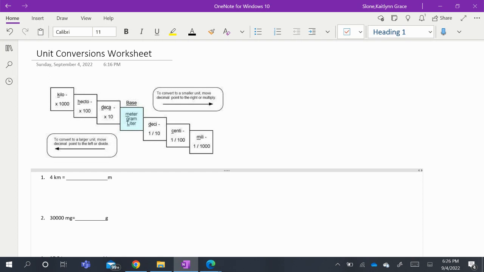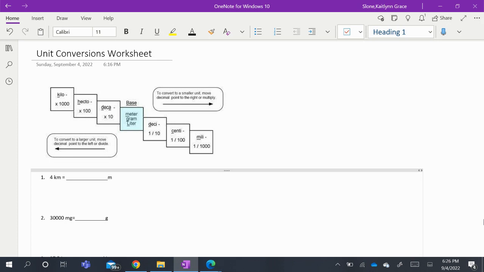So, the first thing that you probably should remember is a mnemonic, and it's just something that I learned in middle school. It's King Henry died unexpectedly drinking chocolate milk. So King Henry died unexpectedly drinking chocolate milk.